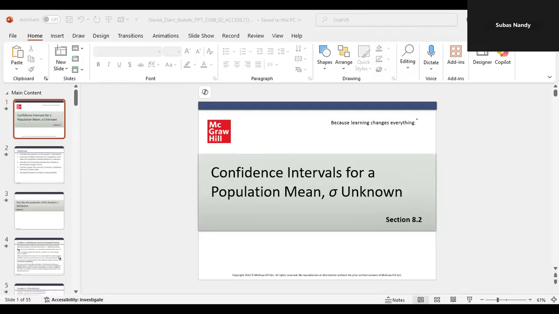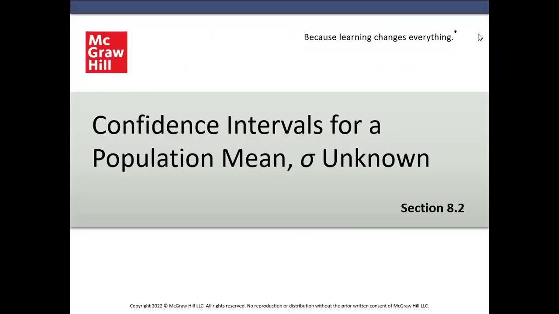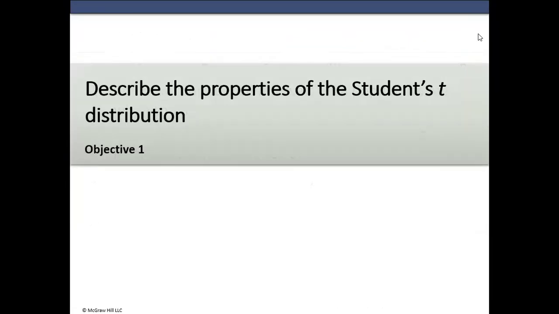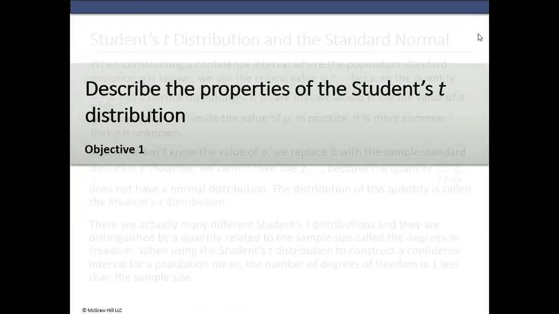Today we are going to talk about confidence interval for the population mean with unknown population standard deviation. So here I go. Confidence interval for population mean with population standard deviation unknown. So we cannot use the Z distribution anymore. We have to use the T distribution because we do not know the population standard deviation.